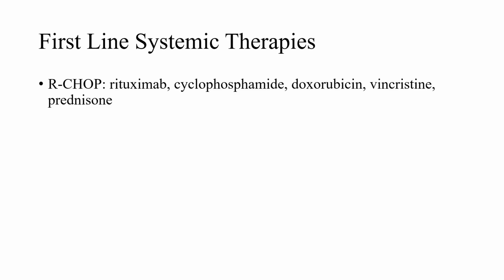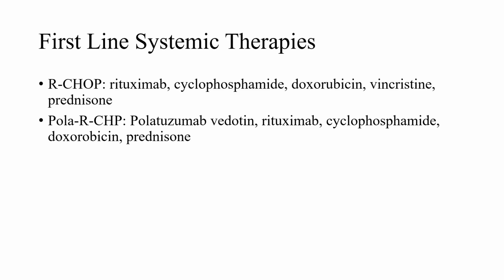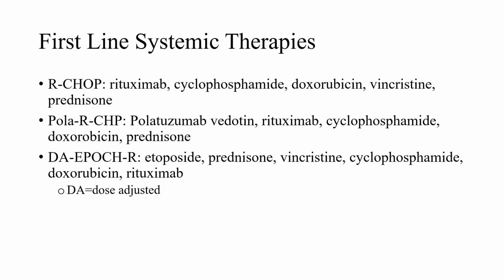What are some of the first-line systemic therapies? So there's a few main ones. The first is R-CHOP, and this is rituximab, cyclophosphamide, doxorubicin, vincristine, and prednisone. You have Pola-R-CHP, which is polatuzumab vedotin, rituximab, cyclophosphamide, doxorubicin, and prednisone. Then you have DA, which is dose-adjusted EPOCH-R, which is etoposide, prednisone, vincristine, cyclophosphamide, doxorubicin, and rituximab. And additionally, with any of these, really, you could have a substitution of a drug called obinutuzumab for rituximab. They have the same mechanism of action.